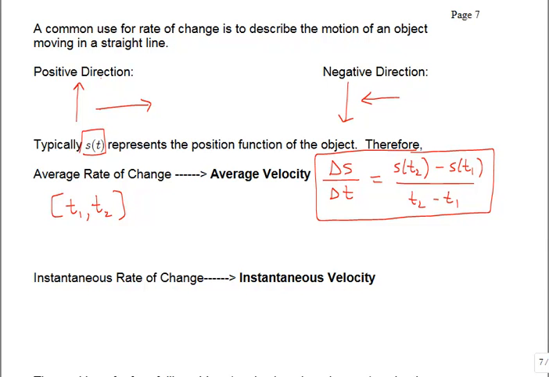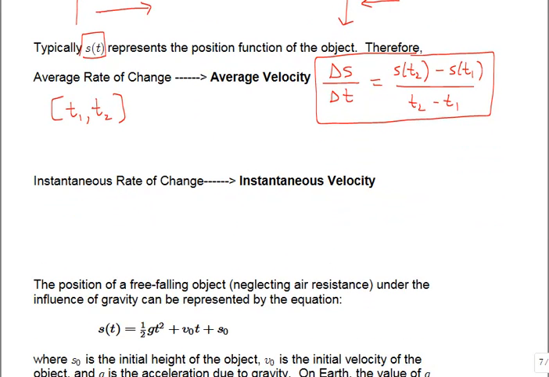Now instantaneous rate of change would be called instantaneous velocity when you're talking about position functions, and that is a derivative. So the notation that you'll see is s prime of t, and sometimes we call that the velocity function, v of t. You may or may not see this word instantaneous. Sometimes they might just say velocity. What is the velocity? And if you see that, then that is implying the derivative. If they meant average velocity, then you would have to see the word average in there.